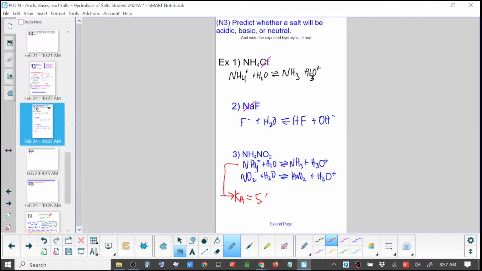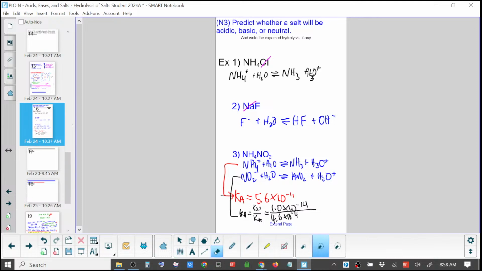Now we need to find the KB. Then we need the KA, which is KW. Wait, what's the KW again? It's 1.0 times 10 to the negative 14. That equals 5.6 times 10 to the negative 10, so it's more acidic. I think that's right, yeah.